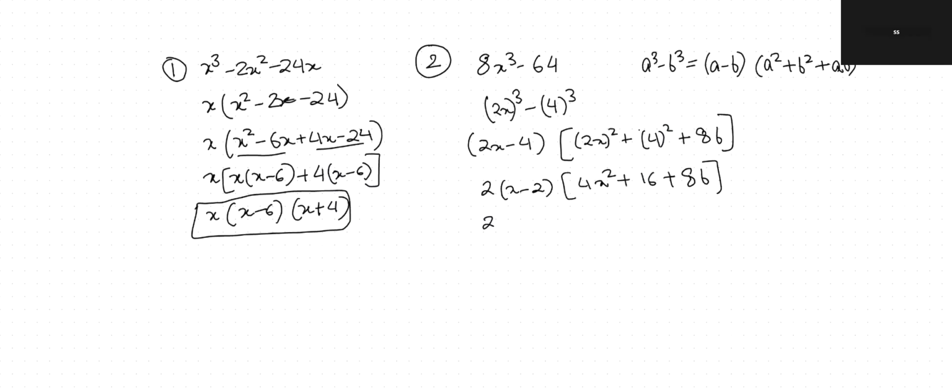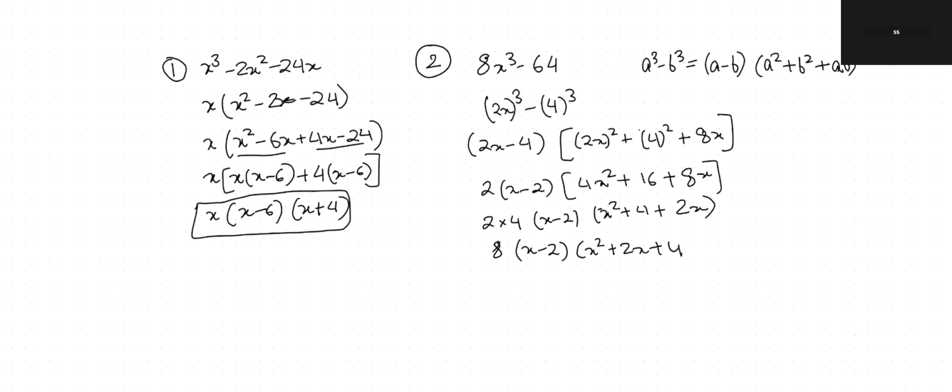So this becomes x minus 2, x squared plus 4, plus this is 8x, sorry, this is 2x. Okay. So this will give 8, x minus 2, x squared plus 2x plus 4.